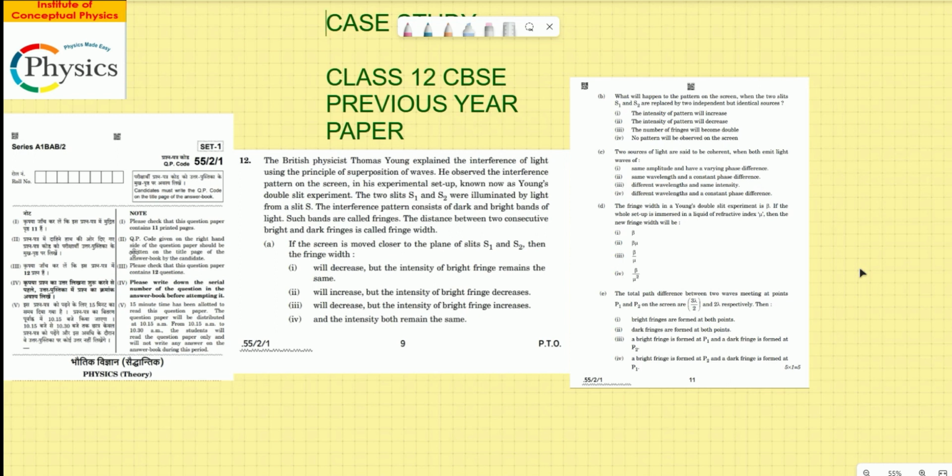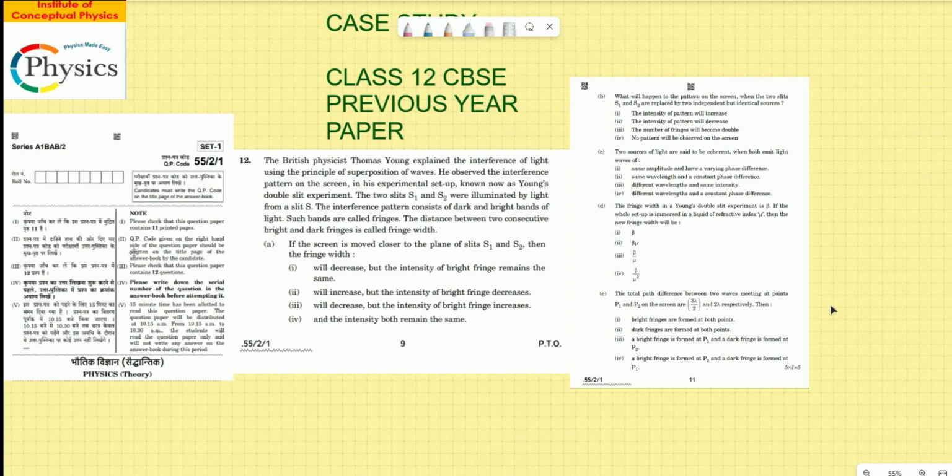A lot of students falter in this because they don't understand or memorize the formulas. Do all the derivations also, okay? Just in case you tend to forget. Now, let's start working on this problem. The question is, if the screen is moved closer to the plane of slits, then what happens to the fringe width?